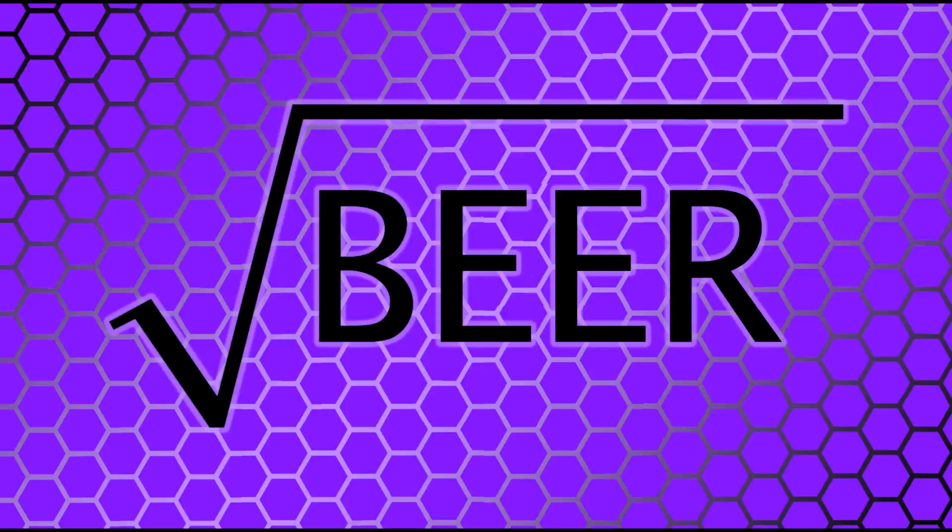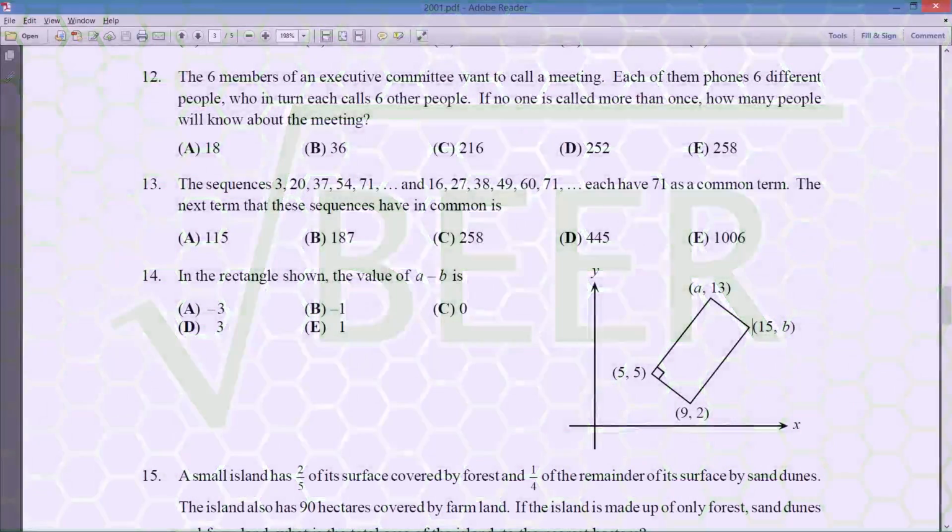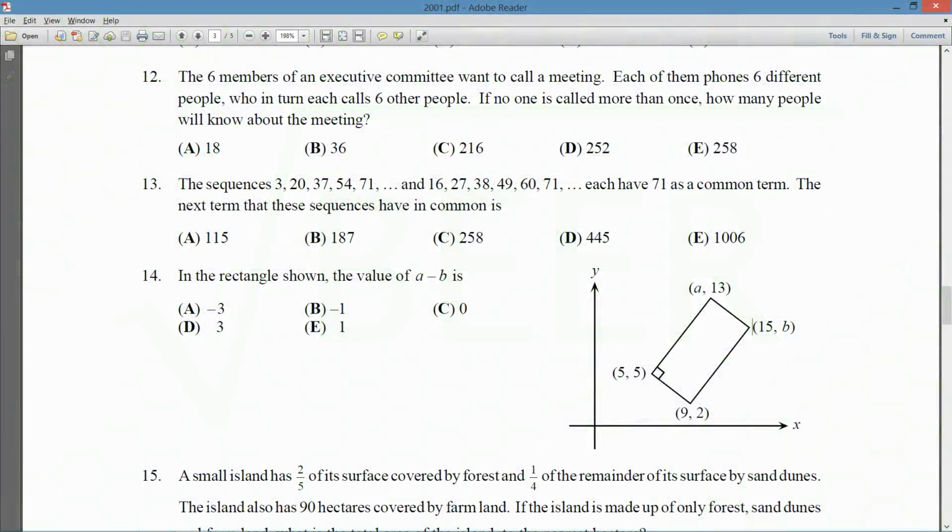Hello, ladies and gentlemen, fellow math contest enthusiasts. Root Beer here with more of the 2001 Cayley paper that we've been going through for the last little bit. We're up to question number 13, which is a question about two sequences.